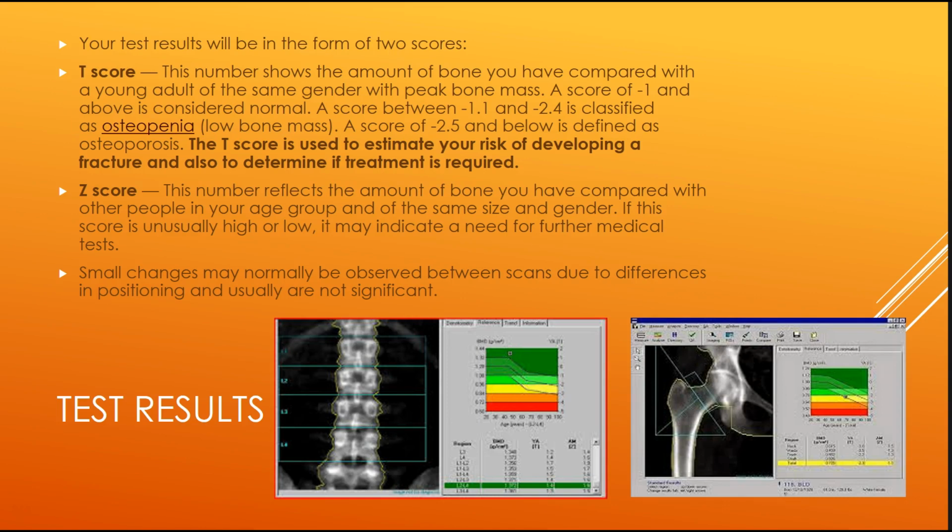Now it says small changes may normally be observed between scans due to differences in positioning and are usually not significant. However, since positioning is crucial to getting accurate results, Dexa technicians have been trained to, at the very beginning of the scan, if they see numbers or an image that is off even slightly, know that those results will be skewed, and they will stop the scan and reposition the patient.